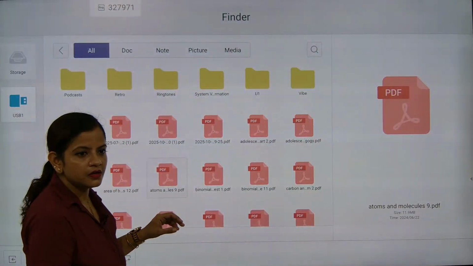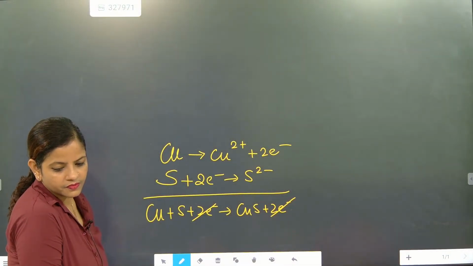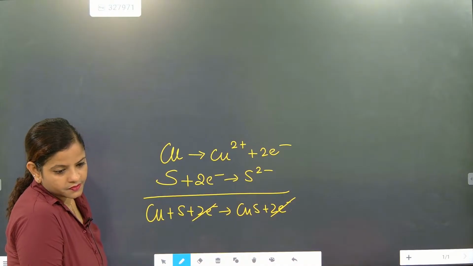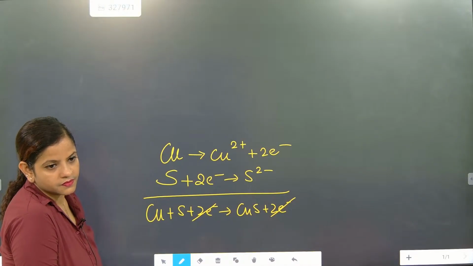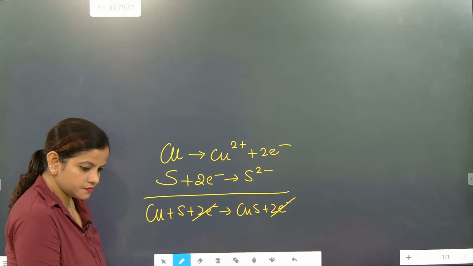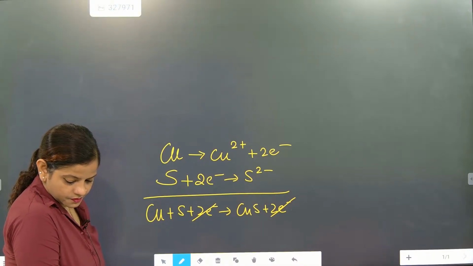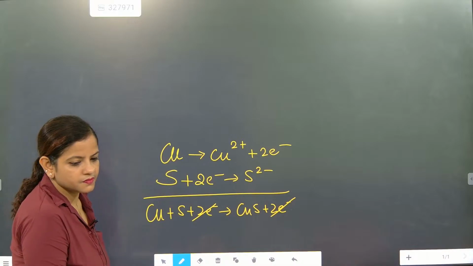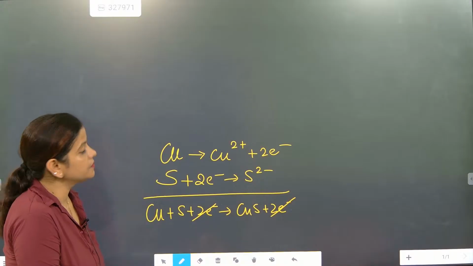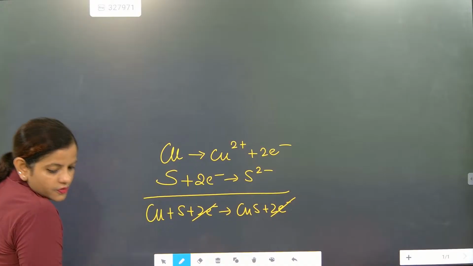Done, na? Noted? You want to write? They are writing, beta. Offline children are writing. Nice. Good. Written? No doubt? Good. We'll go for the next one.